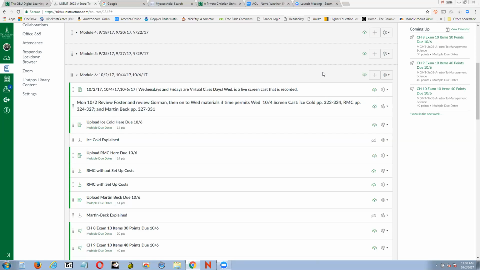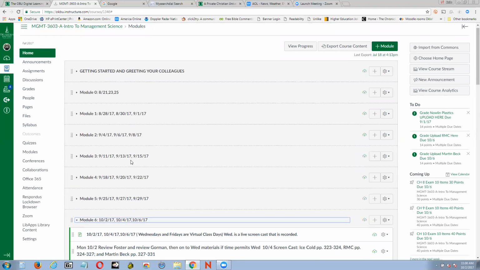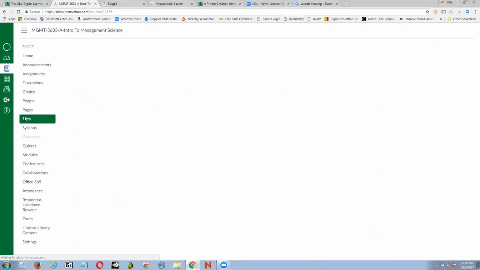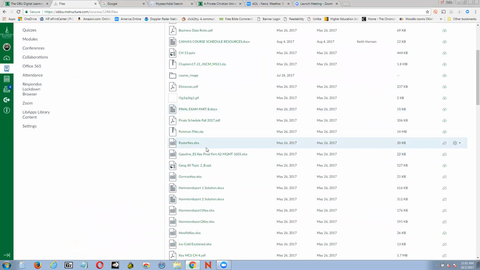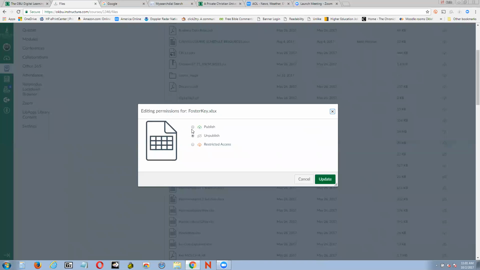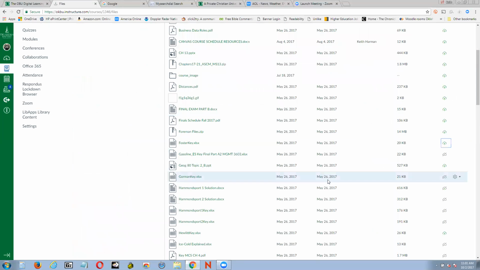And so let's go ahead and for a moment, and we'll go take a look at the files. I'll find the Foster file. And we'll go from there. Okay, and here's the Foster key. Now, I'm going to publish it now so we can all see what it looks like, because I'd ask you to do some things if I'm not mistaken. And go ahead and download Foster and take a look at it.